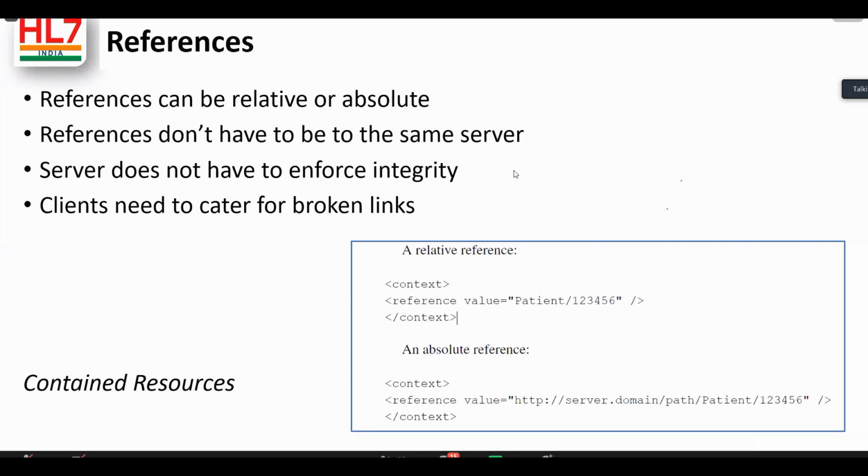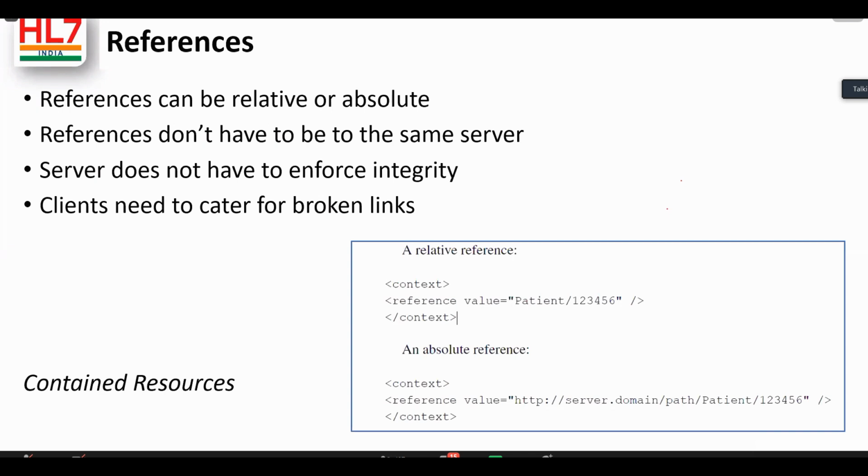There is a question that always comes up: should references be on the same server? Absolutely not. References can reside in two different or multiple servers, as long as they are resolvable, they are good. So for example, you can have a demographic server and a clinical server, and they can work together.